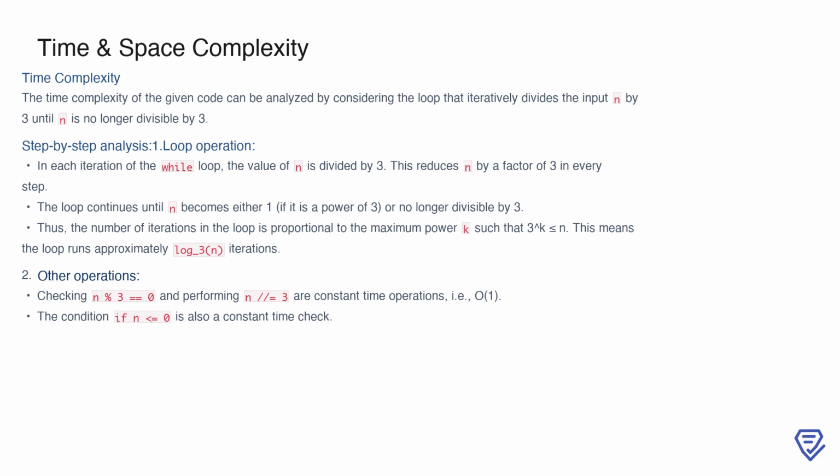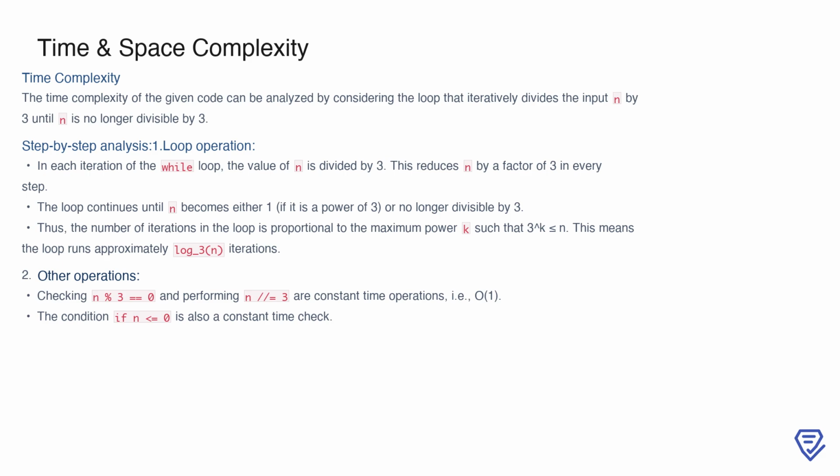The number of iterations in this loop directly depends on how many times n can be divided by 3, which is equivalent to the largest power k such that 3 raised to the power of k is less than or equal to n. Mathematically, this translates to approximately log_3 n iterations. Beyond the loop, the operations performed, such as checking if n%3 equals 0 and performing integer division n //= 3, are constant time operations, or O(1). Similarly, the initial condition if n equals 0 is also evaluated in constant time.